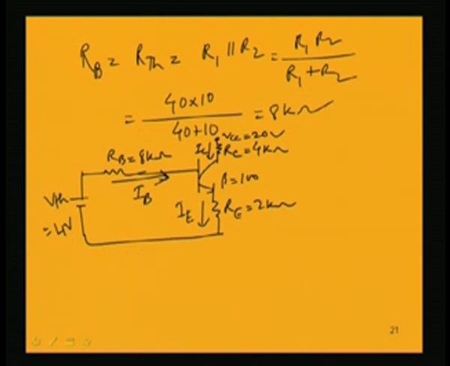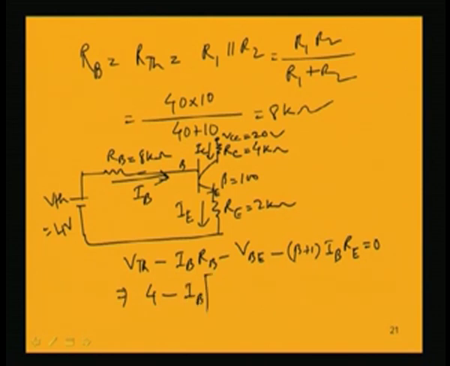So, for that, if we write down the expression in this loop: V Thevenin minus IB into RB minus VBE, base to emitter voltage, minus beta plus 1 IB, that is the expression for IE, into RE equal to 0. So, putting the values of the voltage and the resistance and the other things, we can find out the value of the base current.